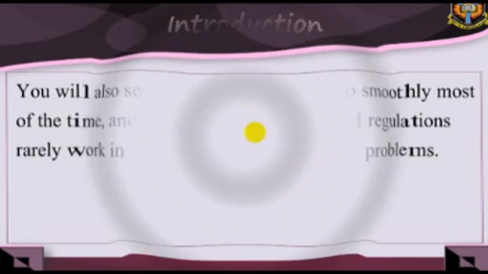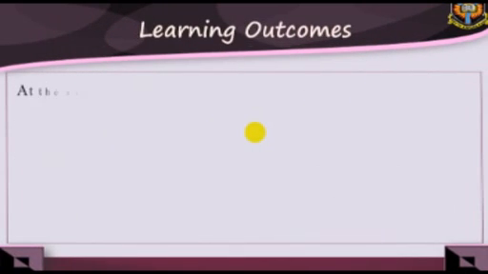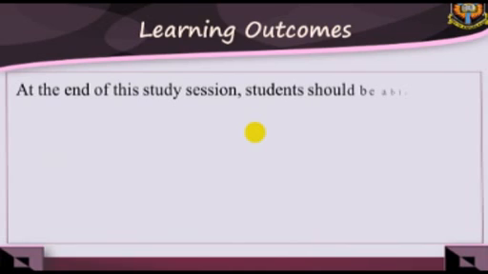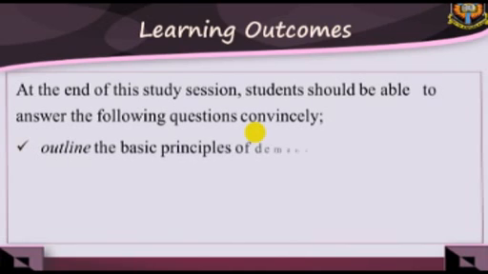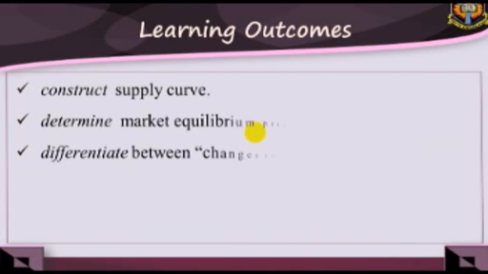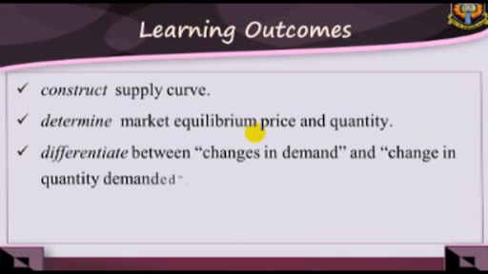Learning outcomes. When you have studied this session, you should be able to: 1. Outline the basic principles of demand. 2. Construct supply curve. 3. Determine market equilibrium price and quantity. 4. Differentiate between changes in demand and quantity demanded.